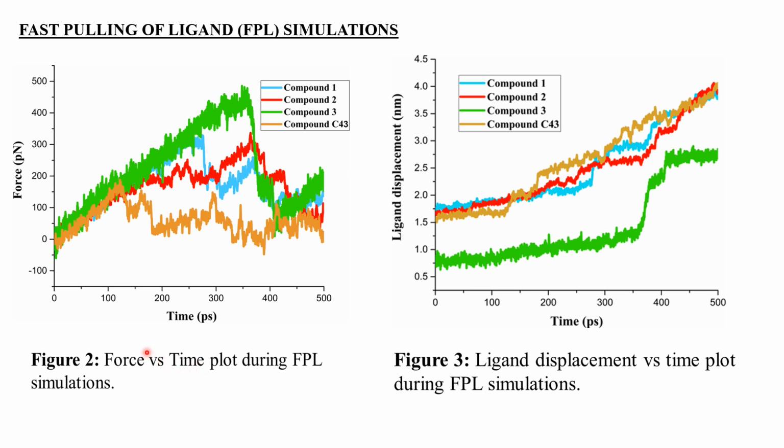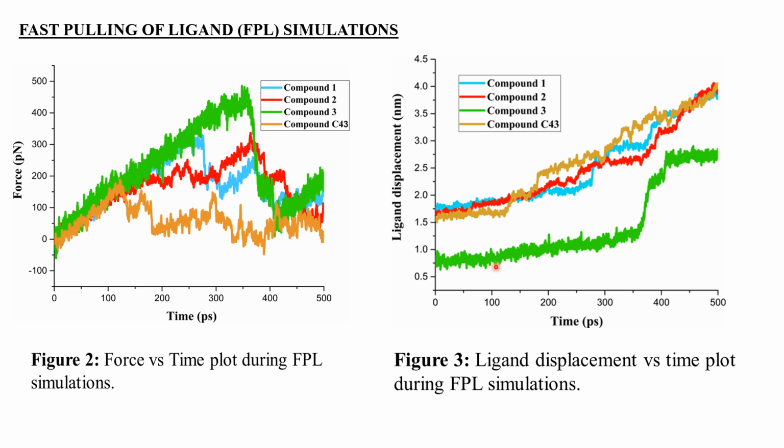Next, coming towards the fast pulling of ligand simulations. Figure 2 shows the force versus time plot during the FPL simulations. We can see that compound 3, in the green color, is achieving the maximum force to unbind from the GPR52 binding pocket. The FPL simulations were performed to see the unbinding pathway of each compound. After compound 3, the next highest force was achieved by compound 1, followed by compound 2, and at last compound C43. It shows that compound C43 was weakly associated in the binding pocket of GPR52 as compared to our 3 selected hits.